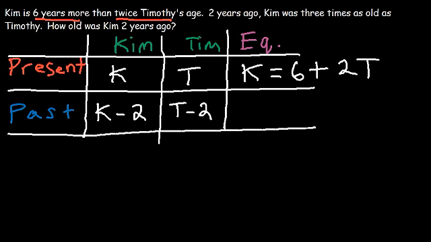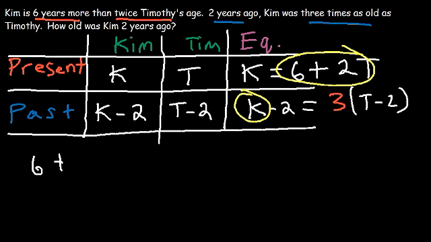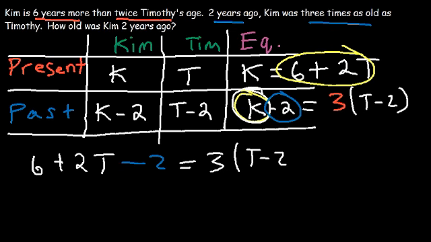Now what about the past? 2 years ago, Kim was 3 times as old as Timothy. So 2 years ago, Kim's age is K minus 2, and she was 3 times as old as Timothy, which 2 years ago was T minus 2. So let's replace K with 6 plus 2T, since K is equal to that. So 6 plus 2T, that's K, minus this 2 is equal to 3 times T minus 2.